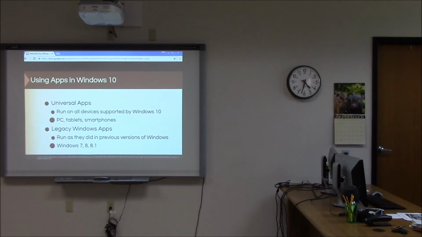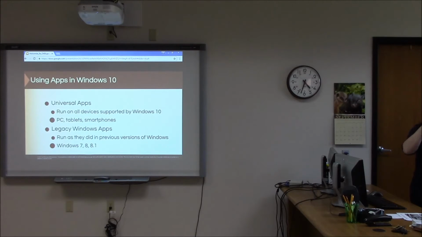Using apps in Windows 10, they have a couple different things that they call. Previously in Windows 8, we called things modern apps. Now they're called universal. So universal runs on all devices that are supported by Windows 10, whether it's a PC, a tablet, or a smartphone, the app is exactly the same across all those different locations. Then they call the legacy apps, which are running things as they did in a previous version of Windows, like 7, 8, or 8.1.